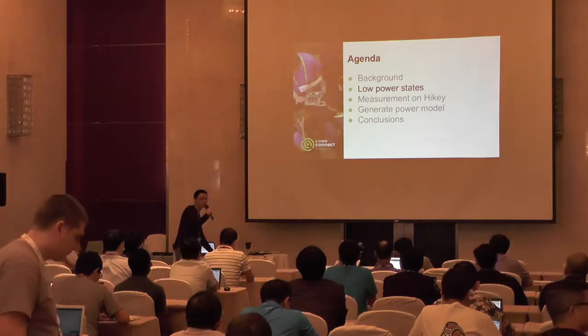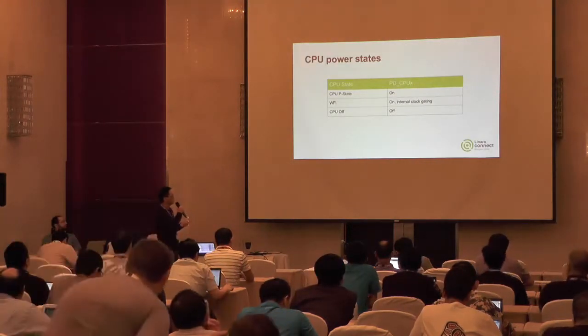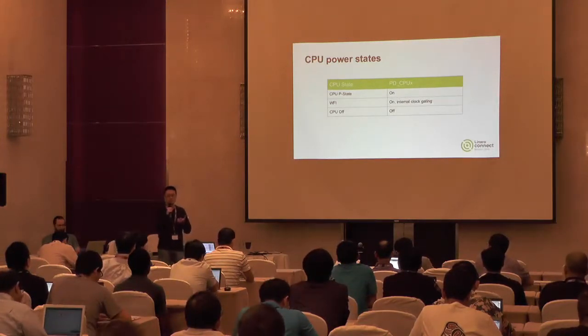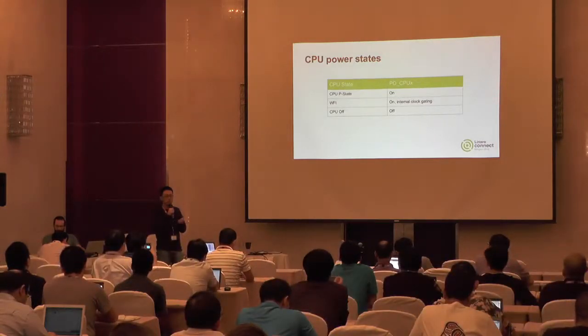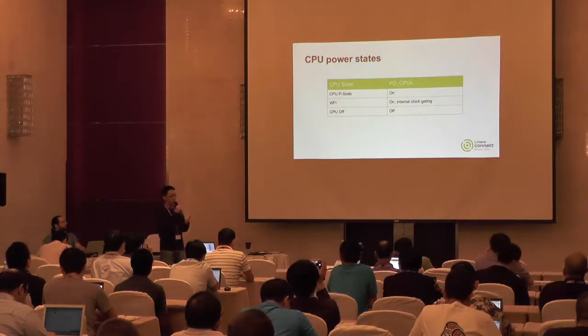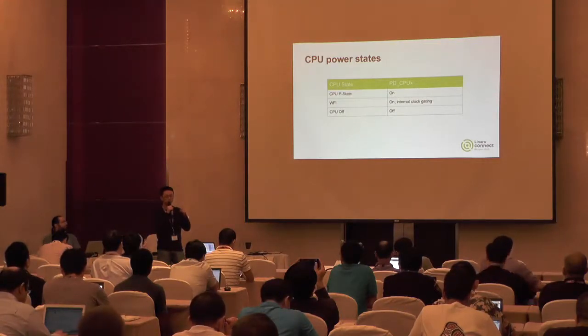So let's review the no power states. Because the high key uses the CA53 CPU, we just focus on this kind of CPU. For the CPU, there are three kinds of states. The first one is the CPU P state.